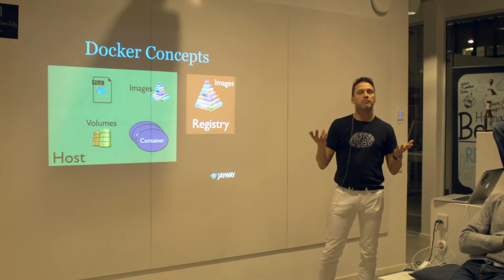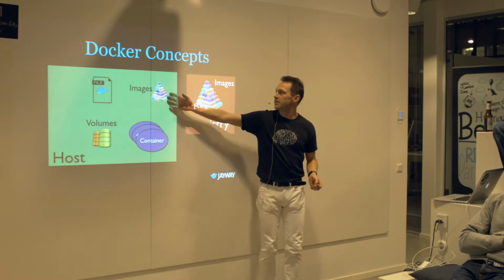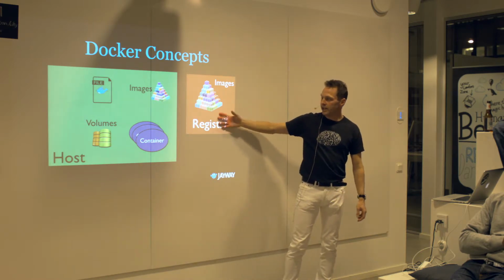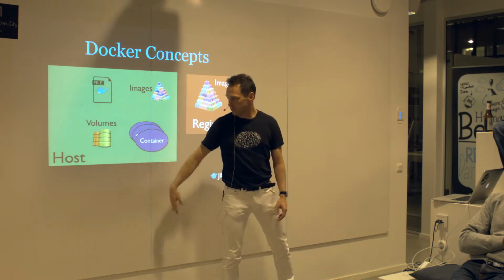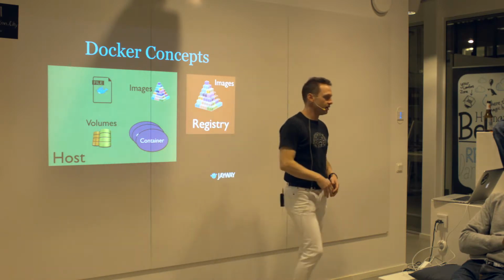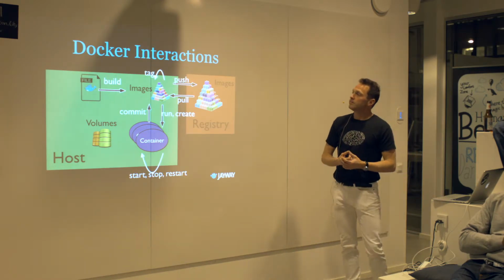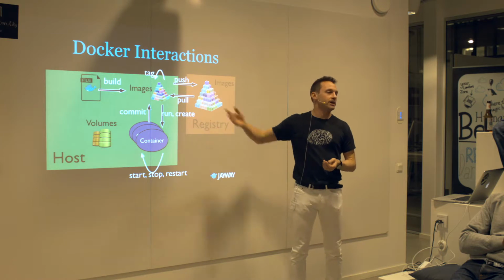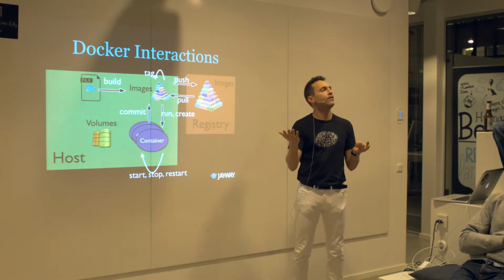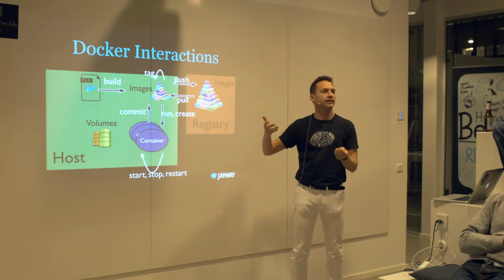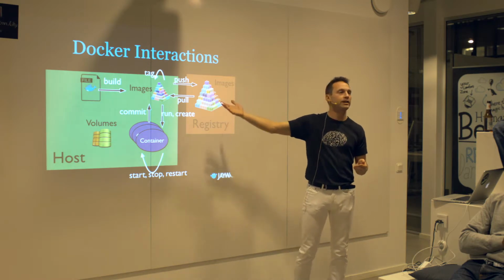So here are the main Docker concepts. We have a Dockerfile. We have some images. We have a registry, and we have containers, and we have volumes, and everything again is just running on a host. And to create an image, you can use the Dockerfile. The Dockerfile is kind of like a recipe for building images. So that's one way. You do docker build and you build an image.